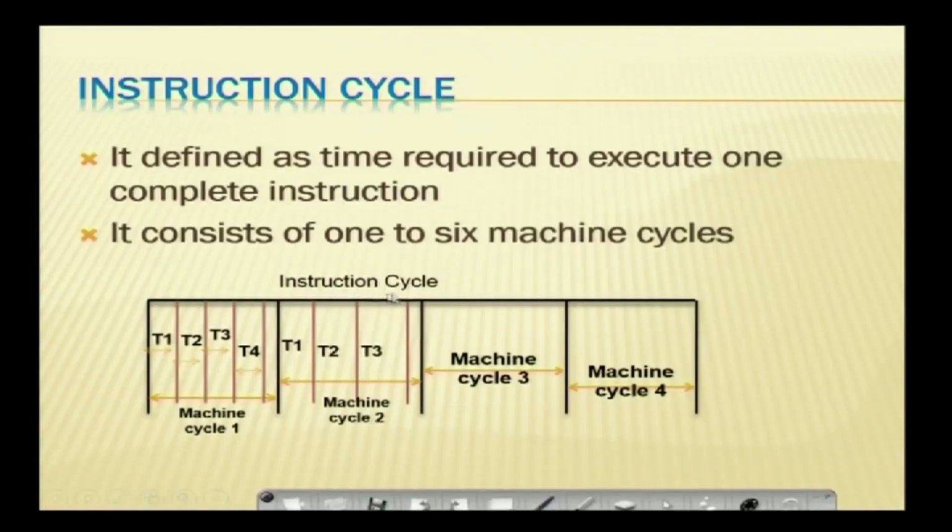So, this is an instruction cycle. The instruction cycle is divided into a number of machine cycles. Here it is shown as 4 machine cycles: machine cycle 1, machine cycle 2, machine cycle 3 and machine cycle 4. Each machine cycle is divided into a number of T states. So, the instruction cycle consists of a number of machine cycles, and each machine cycle consists of a number of T states.